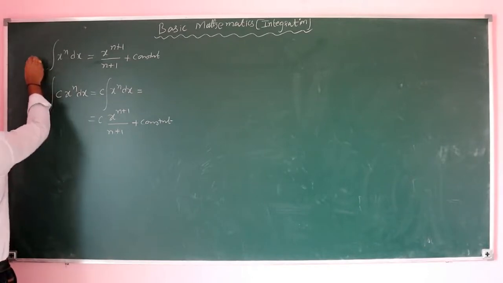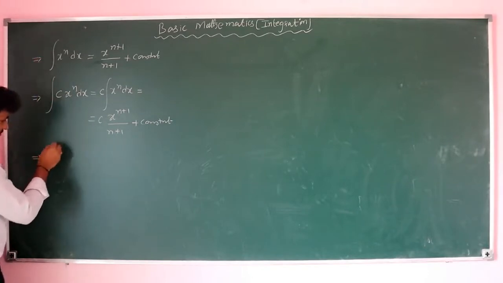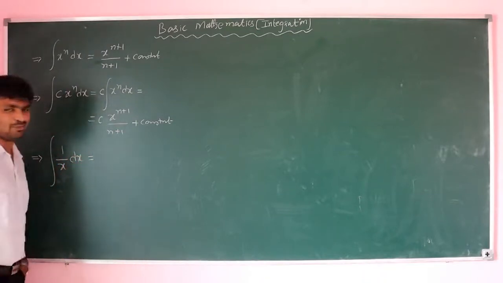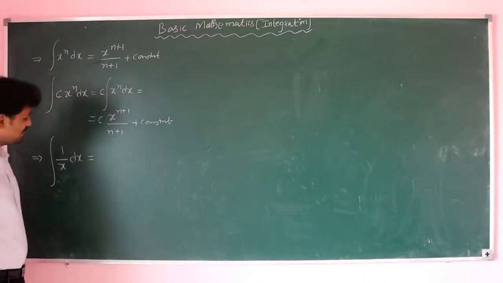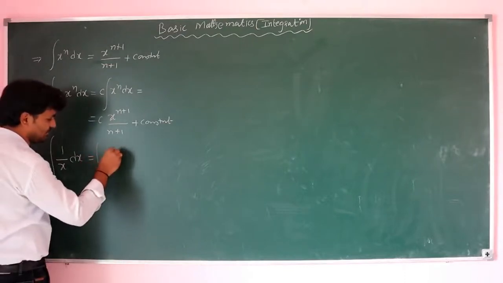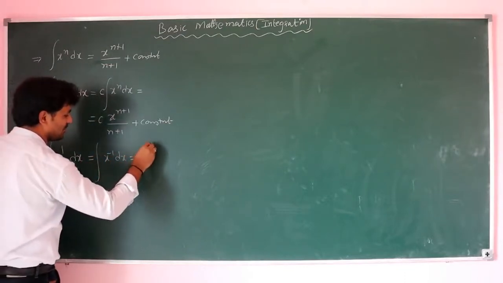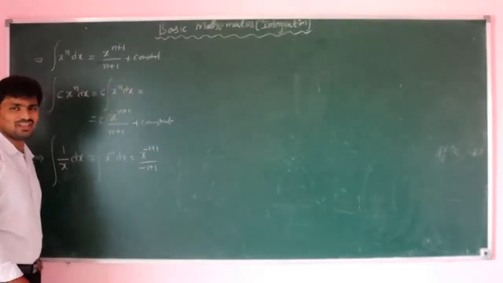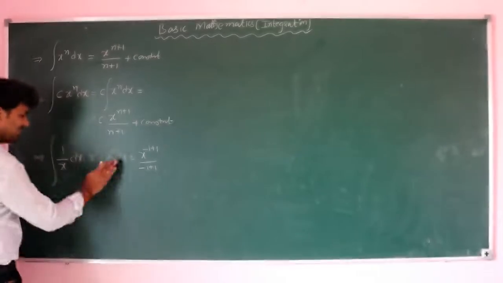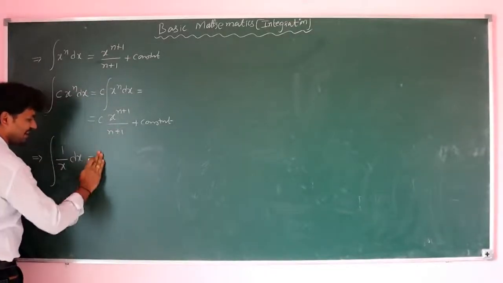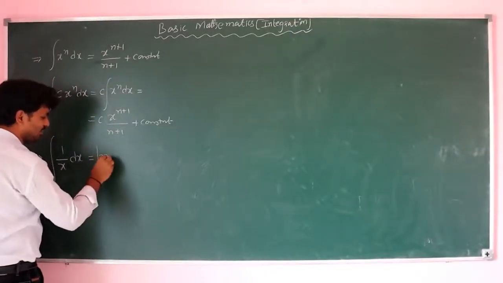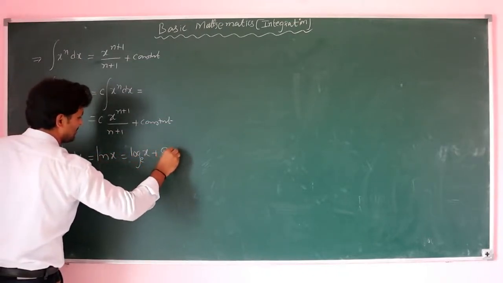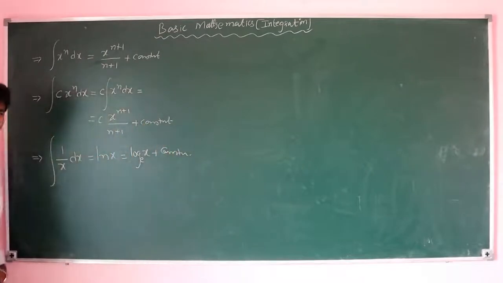And integral 1 by x dx. If you try to apply the normal basic formula, we can write x to the power of minus 1 into dx. So x to the power of minus 1 plus 1 by minus 1 plus 1 means you are getting something upon 0, infinity. No, it's not possible. So the value is simply ln x, which is log e x, plus constant. The constant is common here.